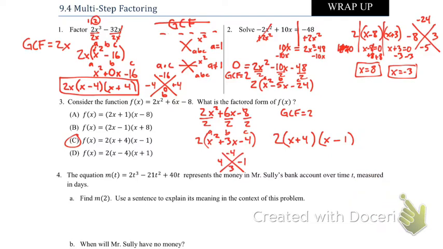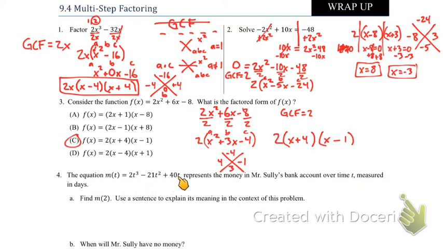Okay, number 4. The equation m of t equals 2t to the third minus 21t to the second plus 40t represents the money in Mr. Sully's bank account over time. So t represents time, and this is measured in days. So if we put 2 in for t, that's 2 days. If we put the number 5 in for t, that means we're measuring 5 days, okay?